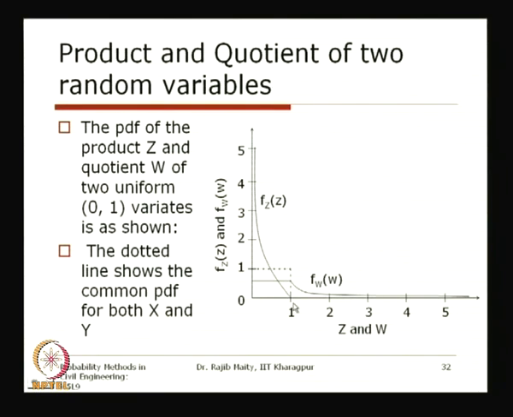Now, if we want to know the distribution of their product, and this product is say z, then this line that you can see is their PDF for their product, okay, and this line that you can see is their PDF for their quotient, okay. So, this can be obtained directly from the expression which we have just explained.